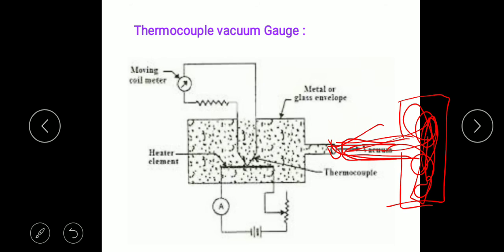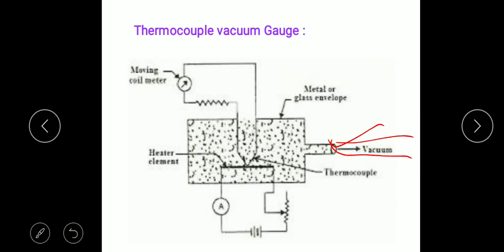What will happen: the gas, or some of the gas available in the tank, will come into the envelope and will cover the whole area. So the gas will be in contact with the heater element, and the gas will be in contact with the thermocouple also.